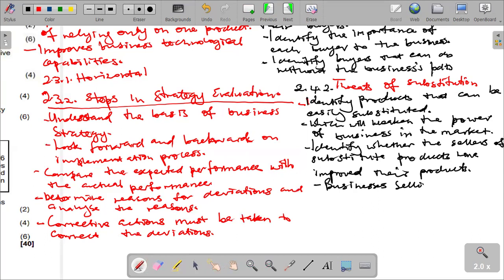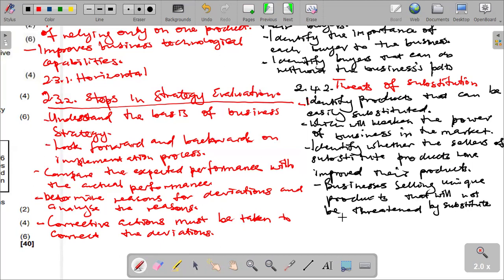Businesses selling unique products that will not be threatened by substitute products.